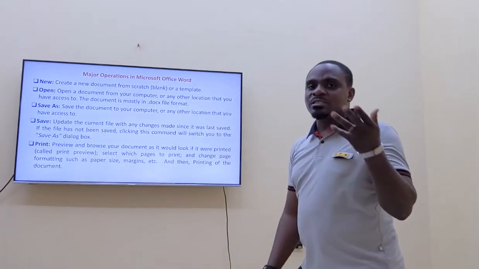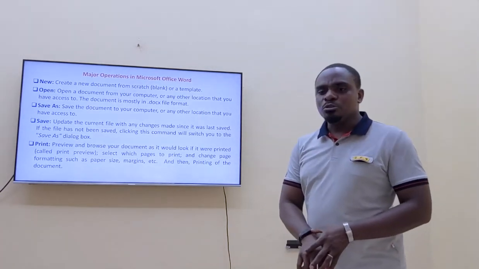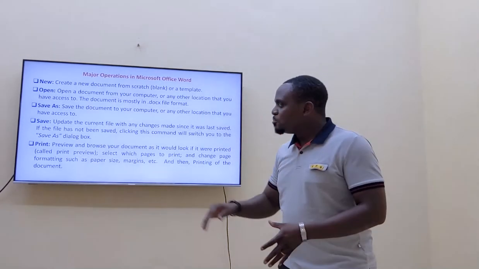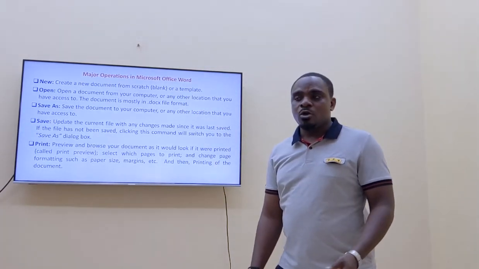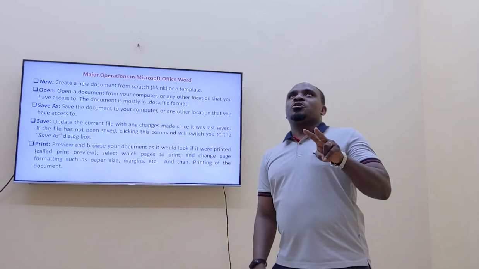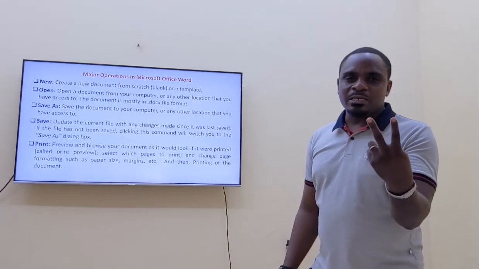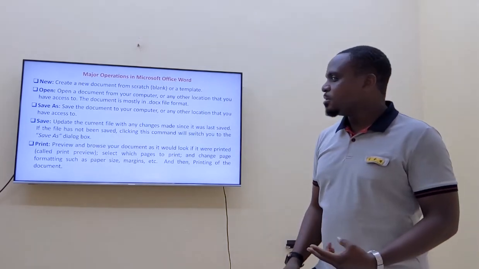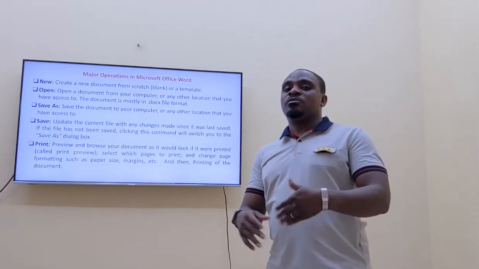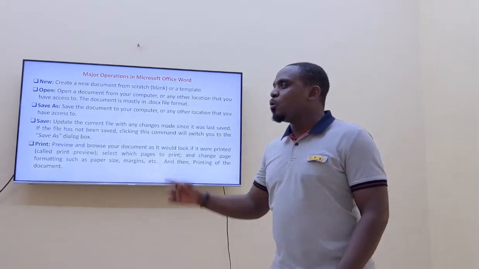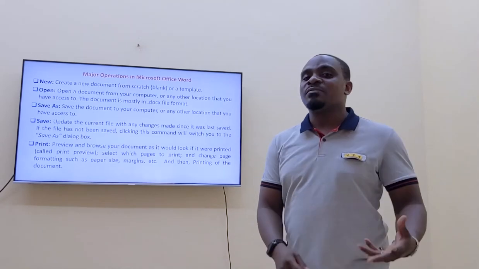Okay? Then we have the save as function. The save as function enables you as a user to be able to save your document for the very first time. Now, the save as function has two operations that it performs. If you're saving a document for the first time, let's say you open a fresh document, you're working on it, and you're just saving it for the first time.